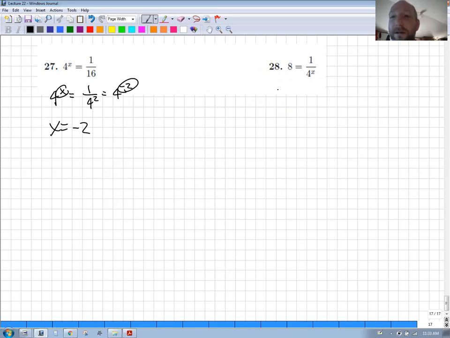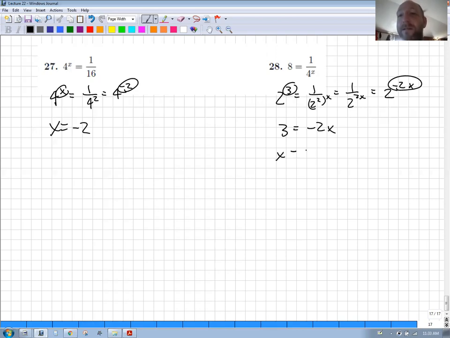Over here, both these numbers are powers of 2. 8 is 2 cubed. And then 4 is 2 squared. All right, so this is 1 over 2 to the 2x, or 2 to the negative 2x. So I can say 3 equals negative 2x. So x is negative 3/2.